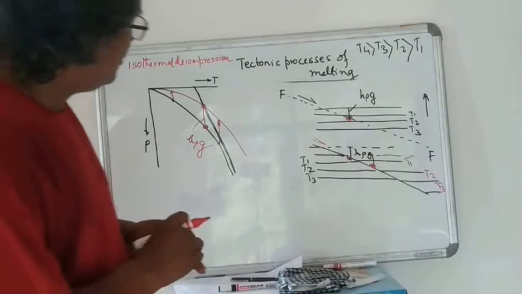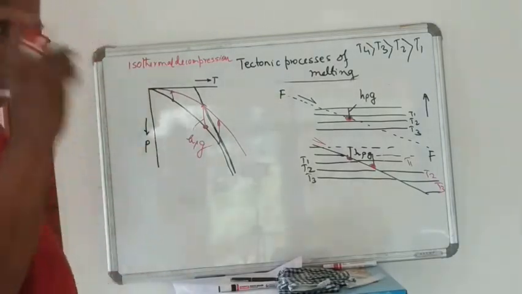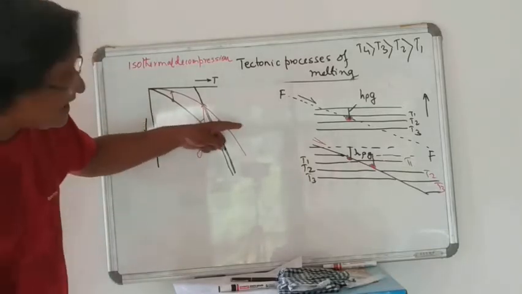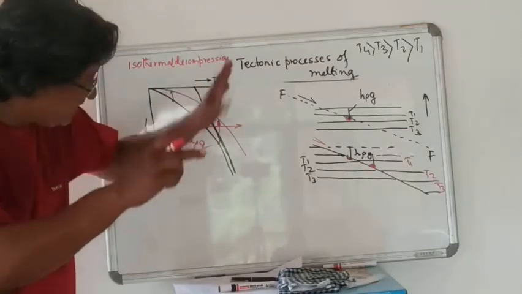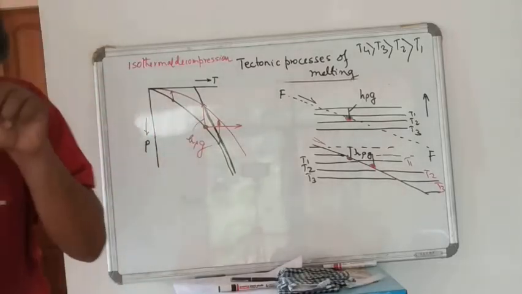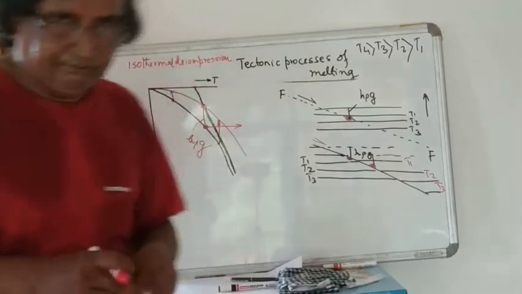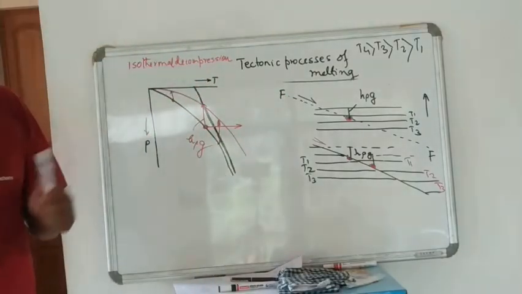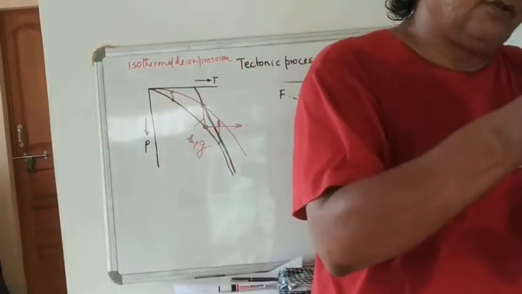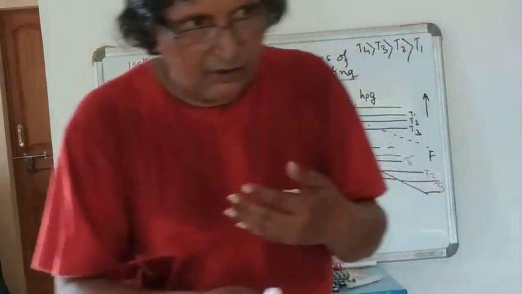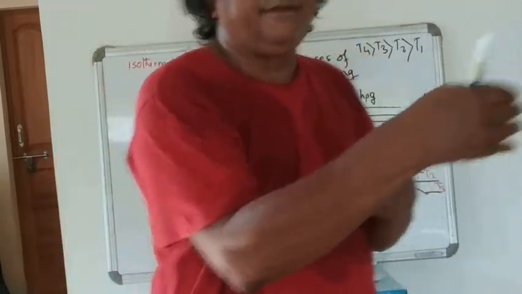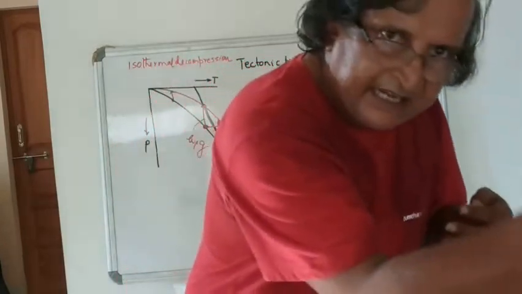Have you understood? So that way, last time when I wrote, I did this arrow. This was isobaric heating in the first case, which I erased off now. Here is the case now where you have isothermal decompression. So these are some of the tectonic processes that cause a geotherm to intersect the melting curve.